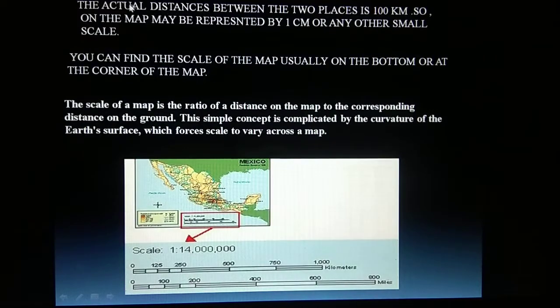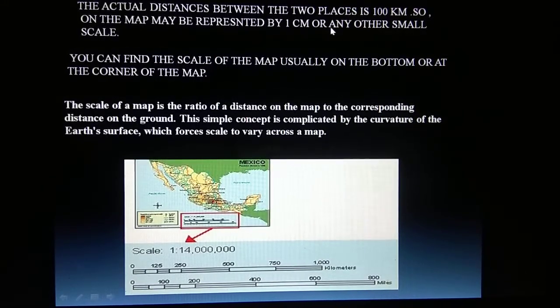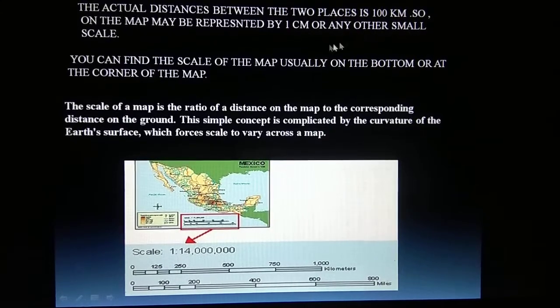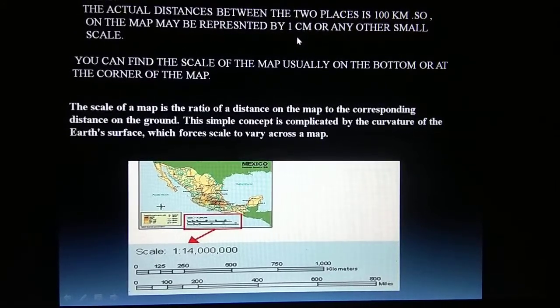So, for example, the actual distance between two places is 100 km. On the map, it may be represented as 1 centimeter or any other small scale. So, it will be easy for us to find the distance between the two places. Suppose it's written that 1 centimeter is equal to 100 kilometers, and the distance between the two places on the map is 1 centimeter. So, we can easily correlate that on the ground these two places are 100 kilometers apart.